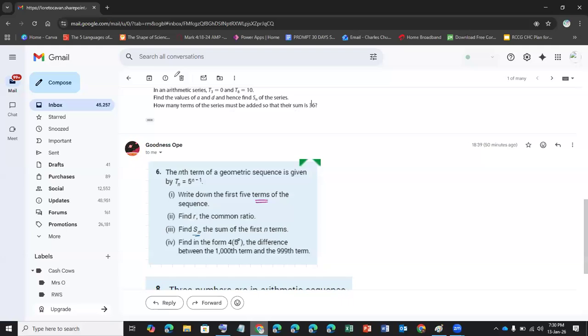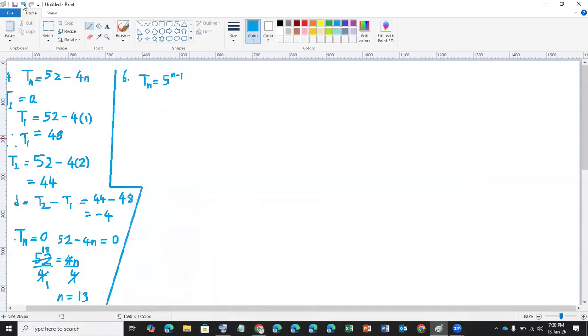All you need to do is to find C1, C2, dot, dot, dot, C5. So you understand? Should I write it down? It's fine. I understand it like that.